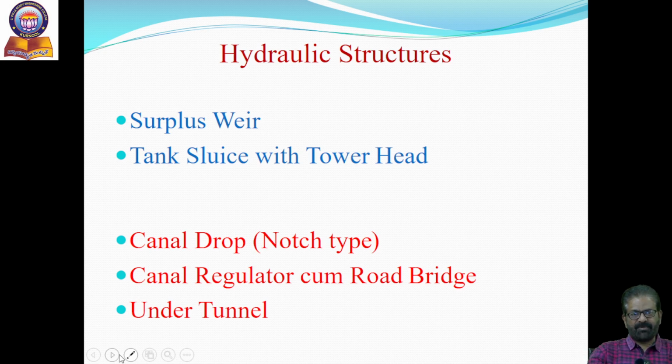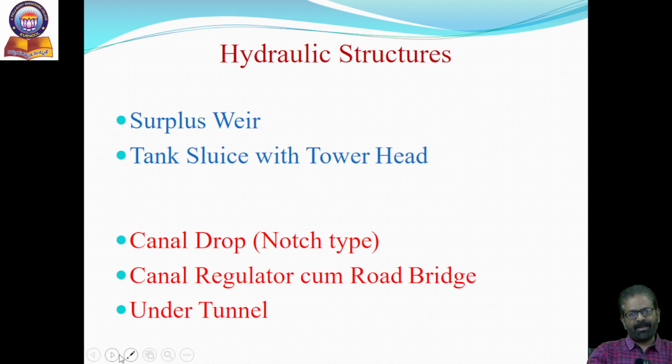The weir, we are all aware, means the structure over which the excess or surplus water may flow. That's why for every tank it is essential to provide a weir called a surplus weir. The main purpose of the surplus weir is to discharge the surplus or excess water that is to be stored in the reservoir or tank. The second one is the tank sluice. It is also related to the tank, to be provided for any irrigation tank, with the tower head. So these two structures are related to a tank.